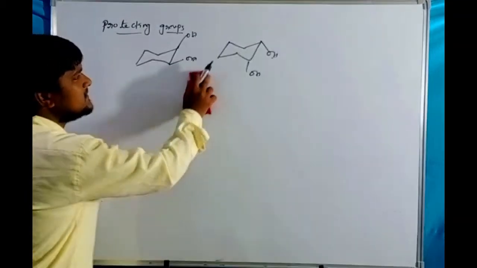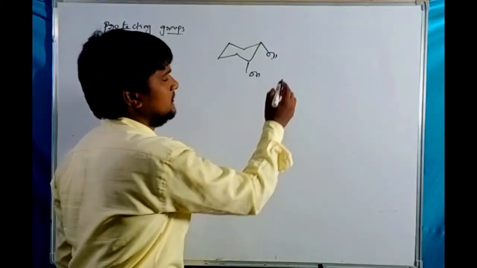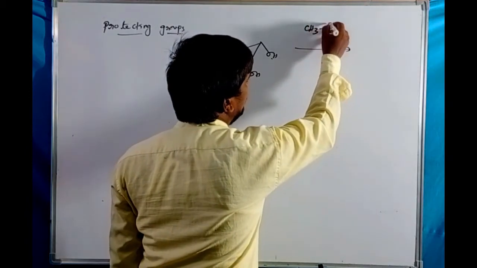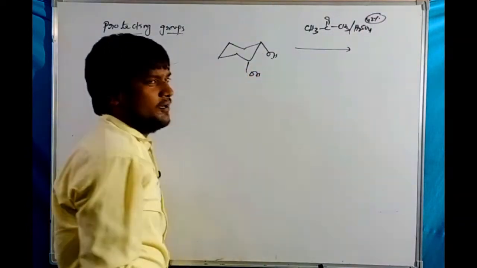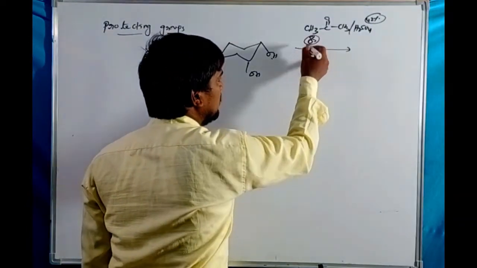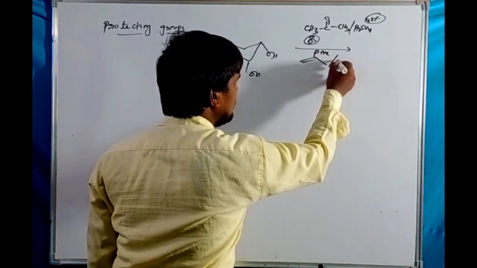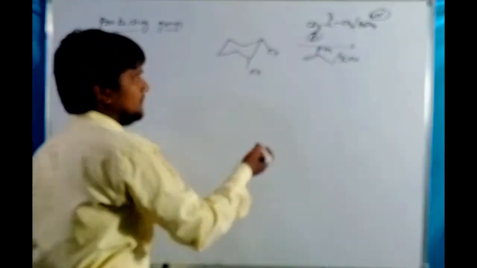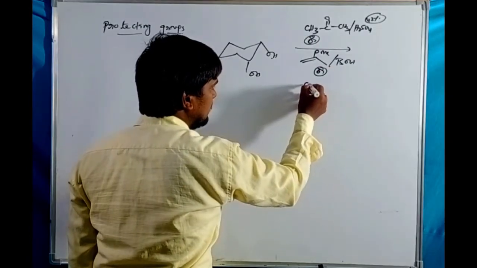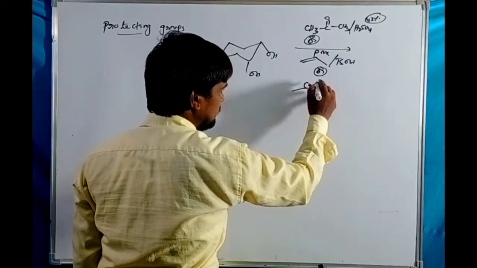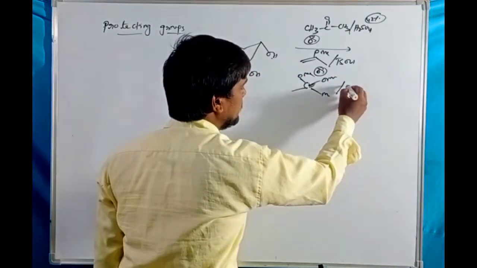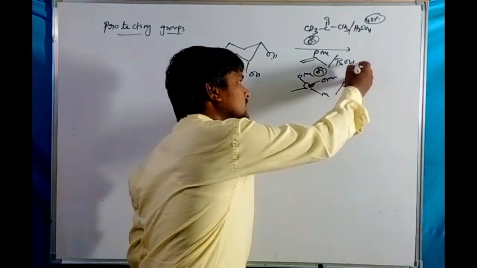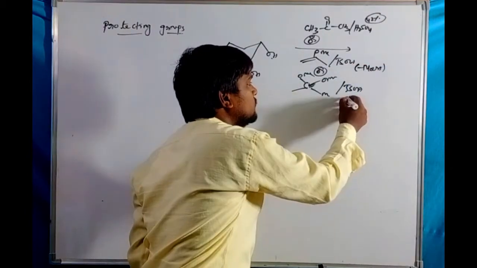Now these types of cyclic compounds are treated with acetone in the presence of H2SO4. Here we used 42% H2SO4. Or 2-methoxypropene in presence of tosyl hydroxide in acidic medium. Or 2,2-dimethoxypropane in presence of tosyl hydroxide. Here it is a two-phase reaction. Here there is the loss of methanol, the loss of two moles of methanol.